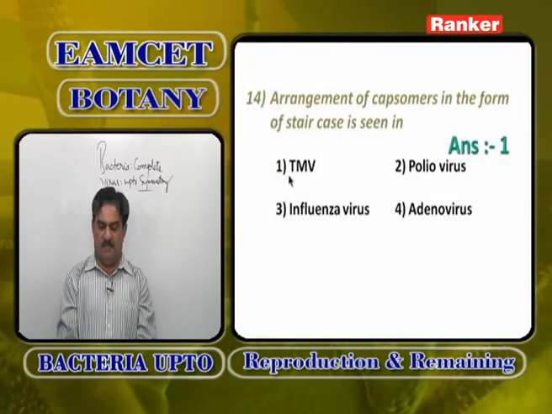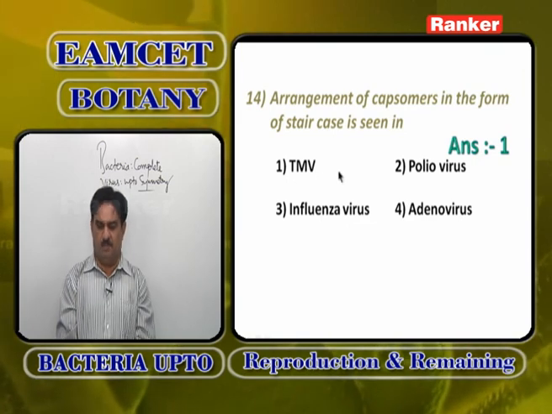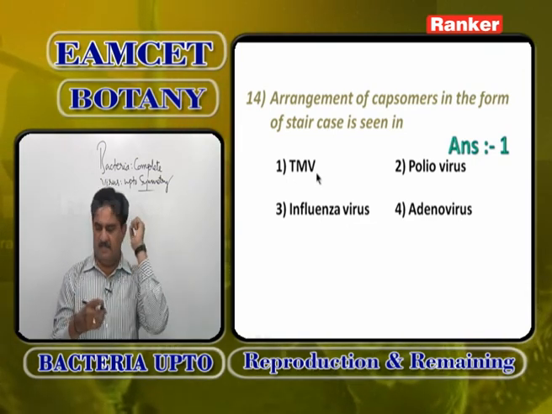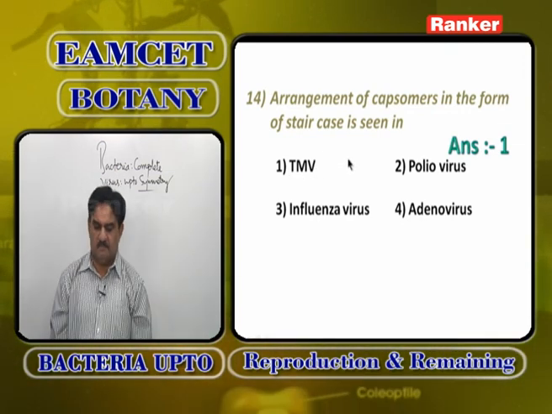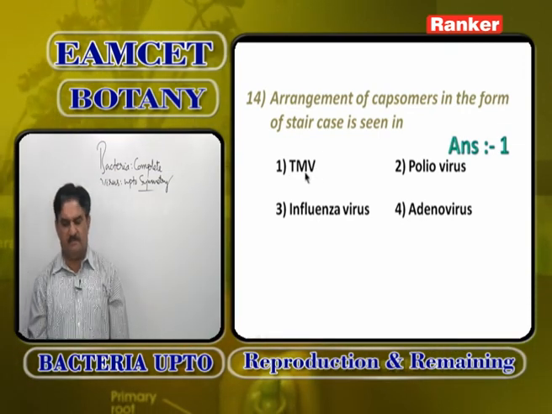In adenovirus, the arrangement of capsomeres is in the form of a cube, where each capsomere is an equilateral triangle face arranged in a cubical manner. So, the 14th question answer is 1.